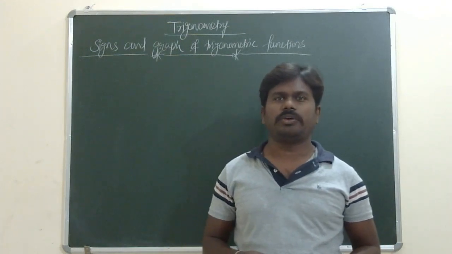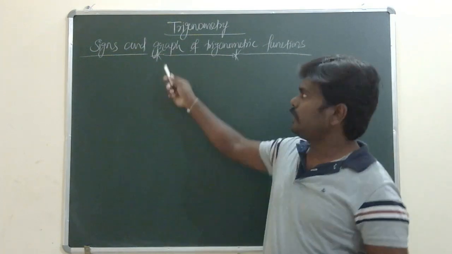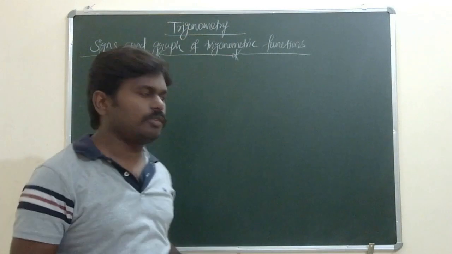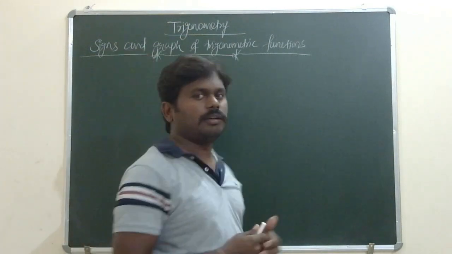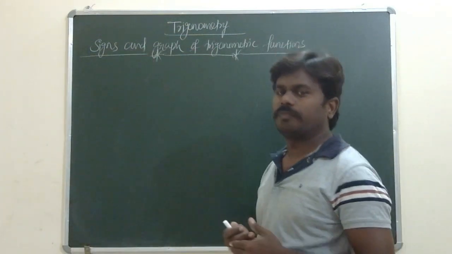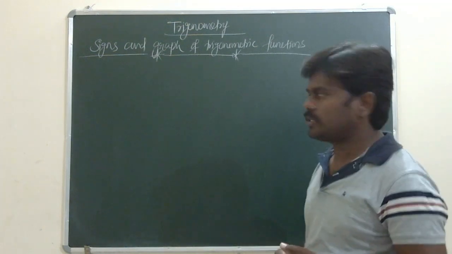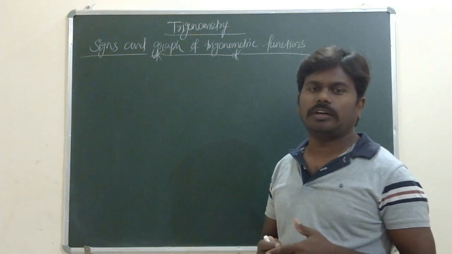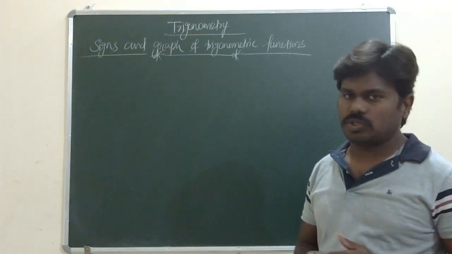In this video, I am going to explain about the signs and graph of the trigonometric functions. Signs means in which quadrant the sine or all the trigonometric ratios will have positive or negative signs, that we will see now. And after that, we will see the graph of all the 6 trigonometric ratios.